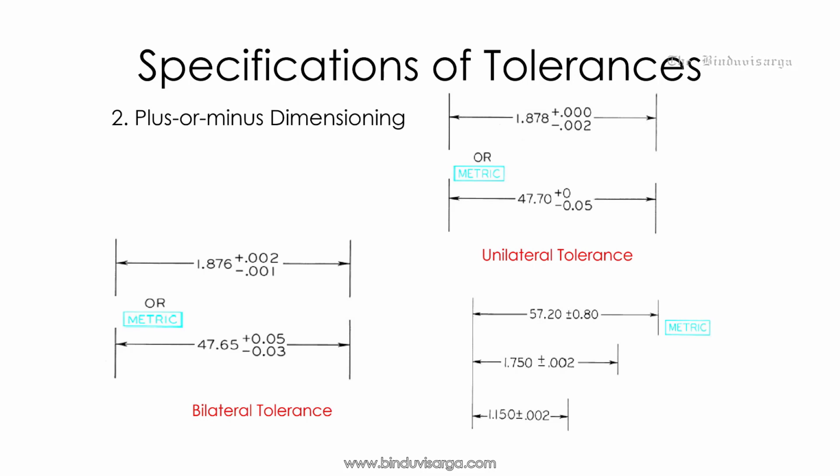You can find the formations of tolerances in the dimensioning system, right? So you have unilateral tolerances in the metric system as well. You can find the examples, and you can find the bilateral tolerances here and again here, right? So in the technical drawing, we will use this kind of plus or minus dimensioning to define different tolerances.